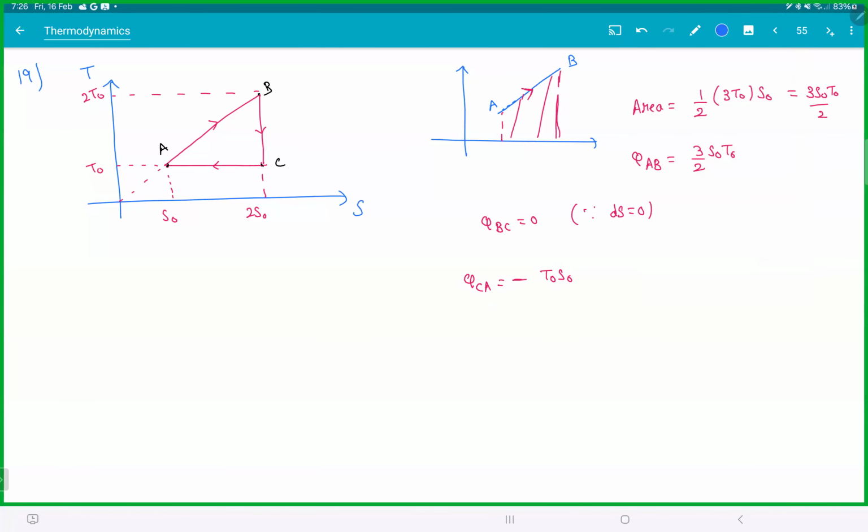So remember, this is the heat rejected, that is the heat absorbed. So what is work? Work will be positive heat minus negative heat. That is 3 S naught T naught by 2 minus T naught S naught, which is S naught T naught by 2. So what is efficiency? Efficiency is work by only positive heats. Check. Easy.